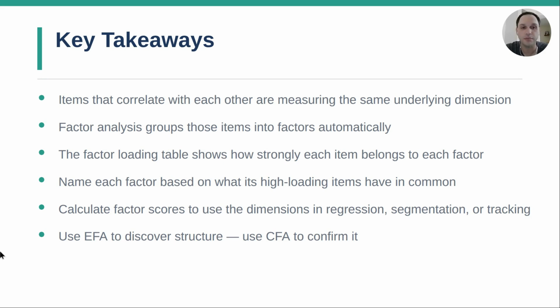Name each factor based on what the high loading items have in common. The algorithm doesn't name them, you do. Calculate factor scores to turn the dimensions into usable variables for regression, segmentation, or tracking. And use EFA to discover structure when you don't know it yet. Then use CFA to confirm and validate it with a new sample before building it into your research program.